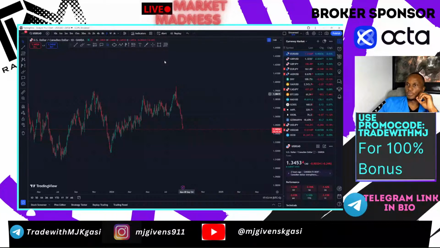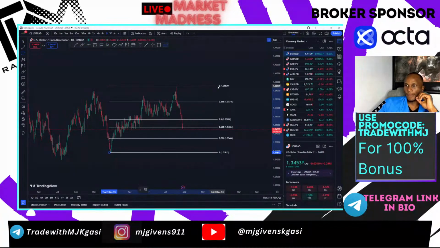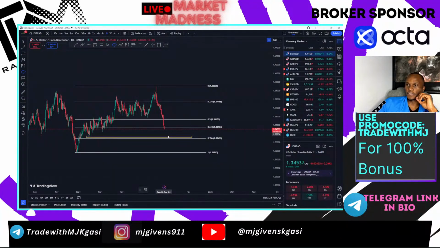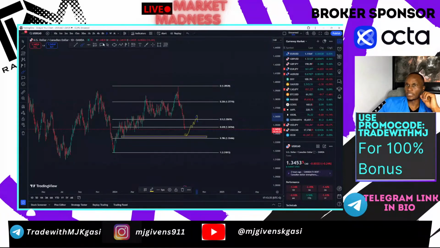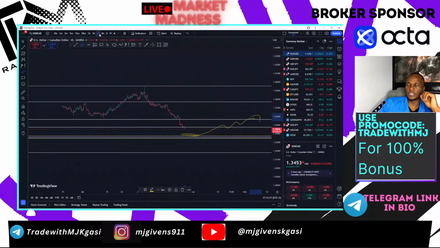However, looking at the bigger picture, you take your fib from this low here to that high there. Your 786 is around this area here. Then maybe potentially, if this switches over from a downward trend to an upward trend, then we are going to the upside. Right, that's a long-term approach on USD CAD.